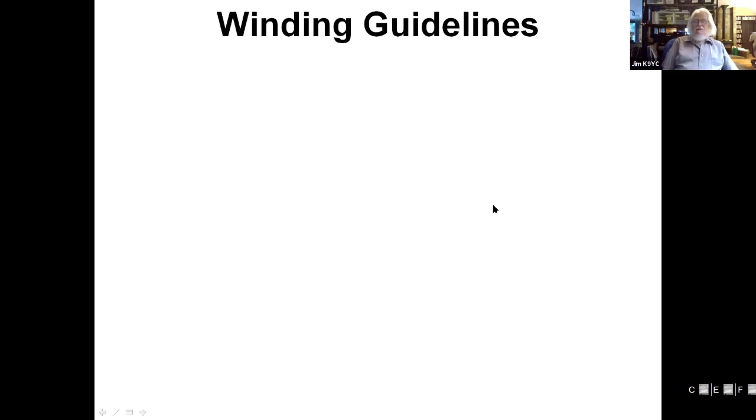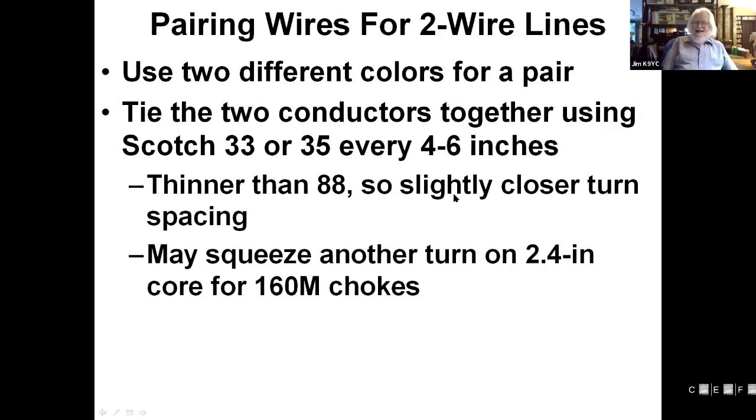All right, here are some guidelines for winding, which I developed, having wound probably 1,000 of them in the process of doing all these measurements. For paired winds, 2-wire lines, always use 2 different colors for a pair so that you can distinguish between them. Tie them together with Scotch 33, that's the thinner tape, and it may allow you to squeeze another turn on the 2.4-inch cores, which you might want for 160-meter chokes.